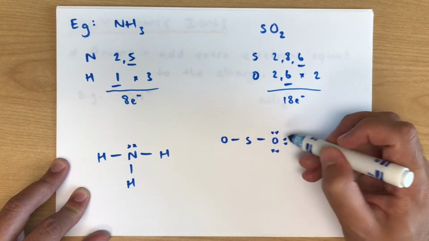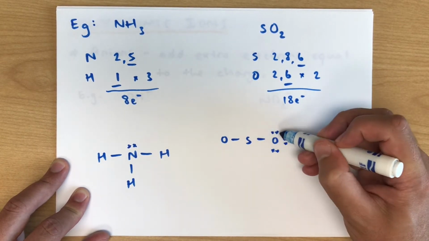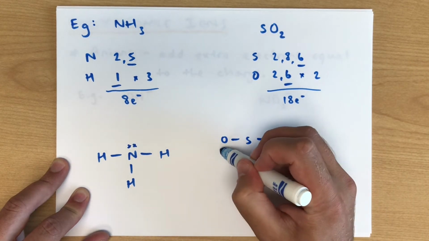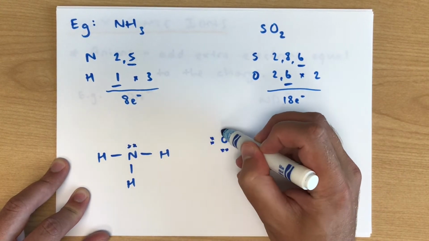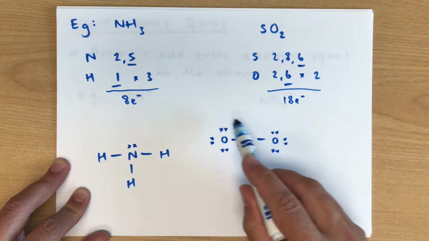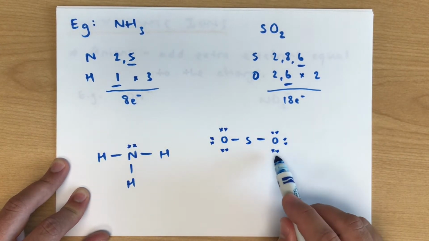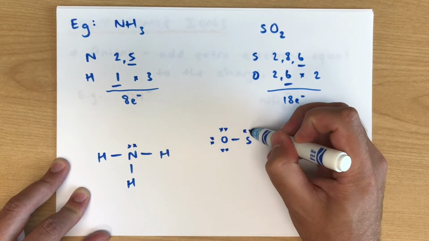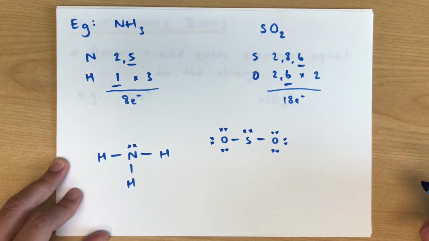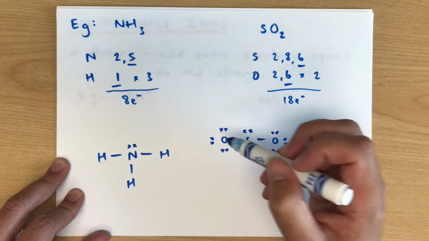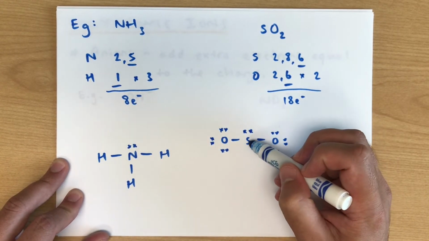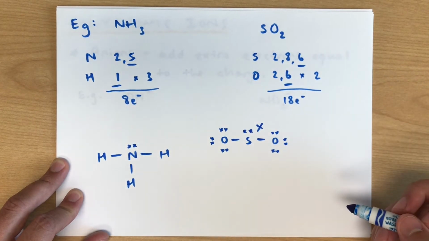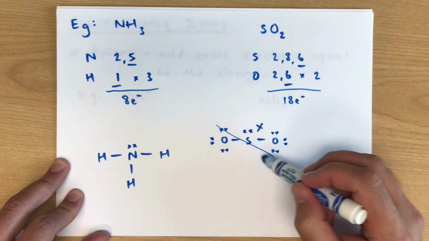Okay, so now that oxygen has got 8 electrons around it, 2, 4, 6, and 2 from the bond is 8. This oxygen's got 2, 4, 6, 8. So I've used 16 electrons, 2, 4, 6, 8, 10, 12, 14, 16. I have 2 left, put them around my central atom. Does everybody have a full valence shell? Oxygen, yes. Oxygen, yes. Sulfur, 2, 4, 6. No. So this is not the correct Lewis structure.